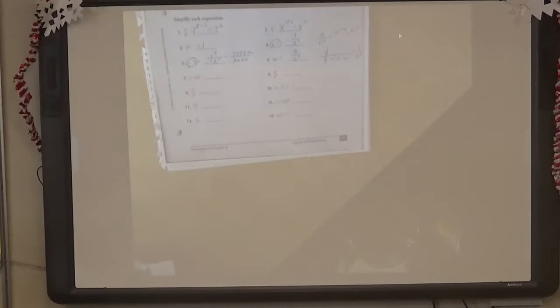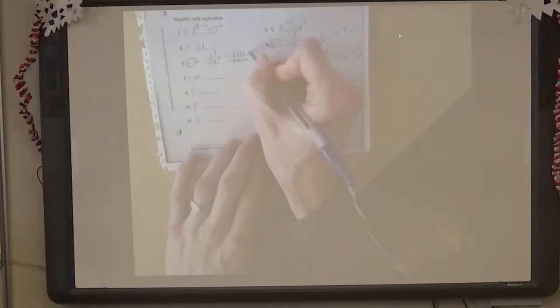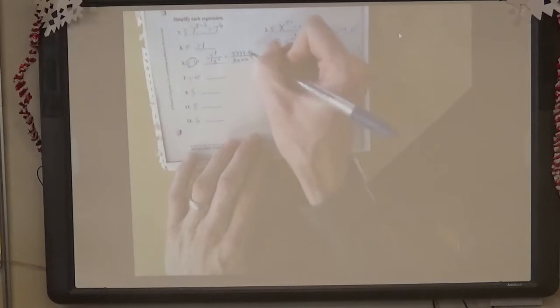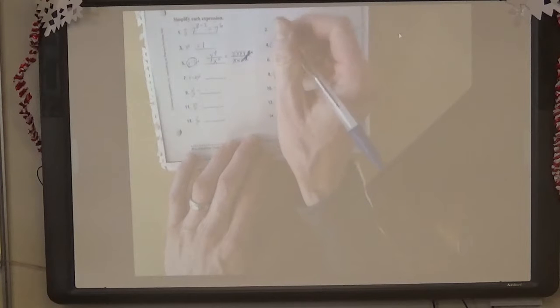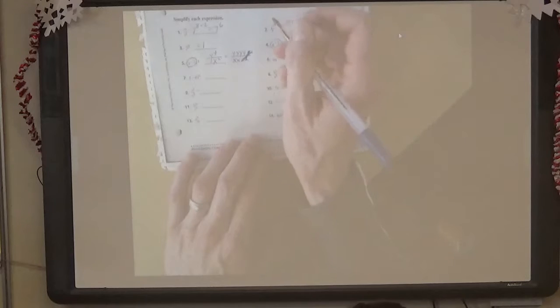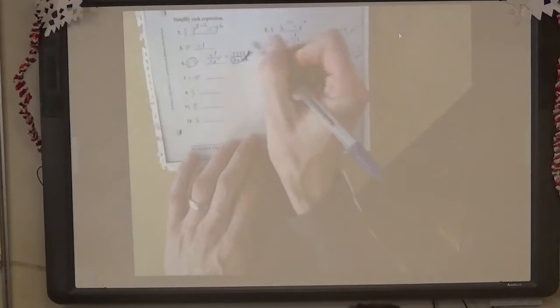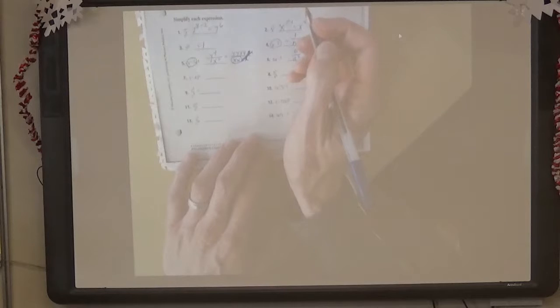And here's an example why. If we had x's on the top and the bottom, two of them on the top would cancel out two of them on the bottom, and two of them would be left. Oh my gosh, that makes no sense. You know how to cancel out the numbers. Yeah, but how did you get the numbers on the top?